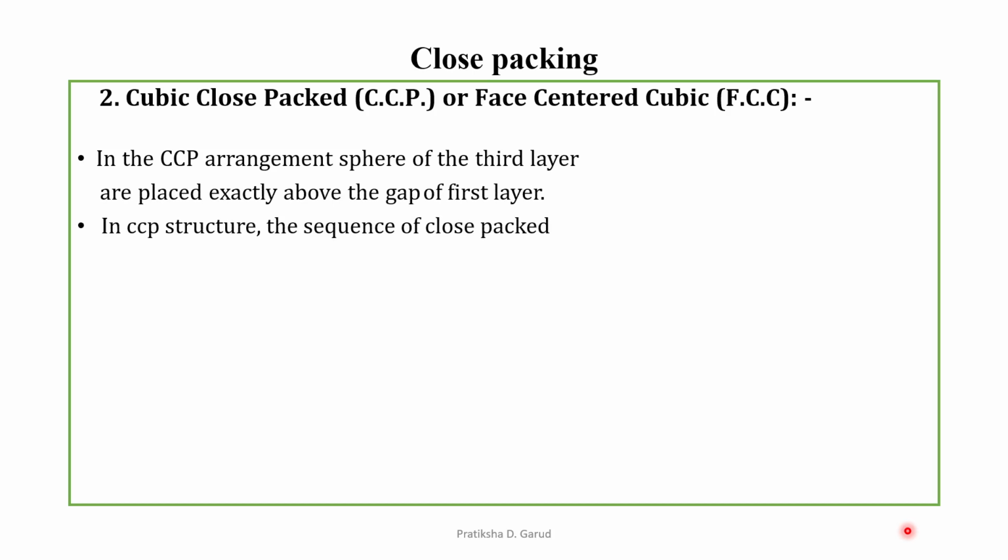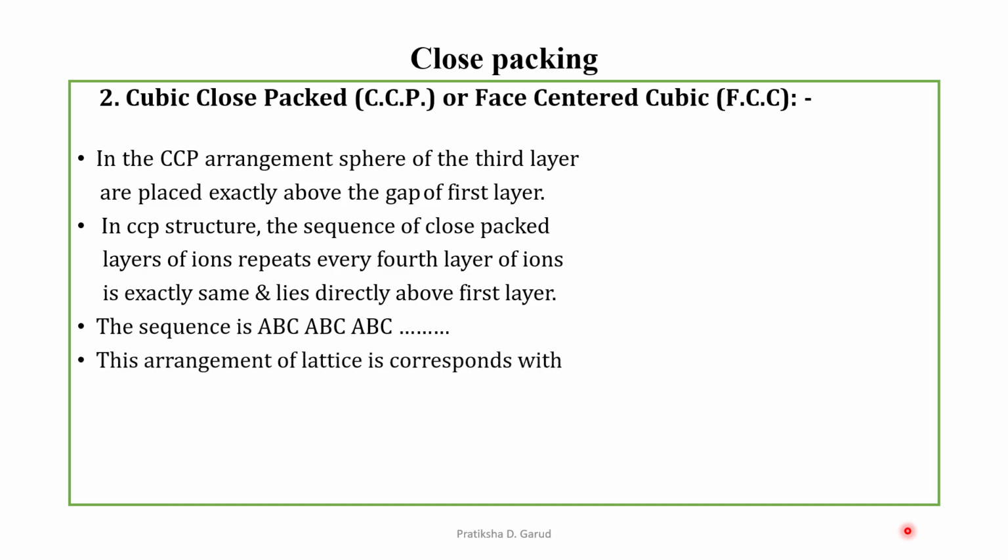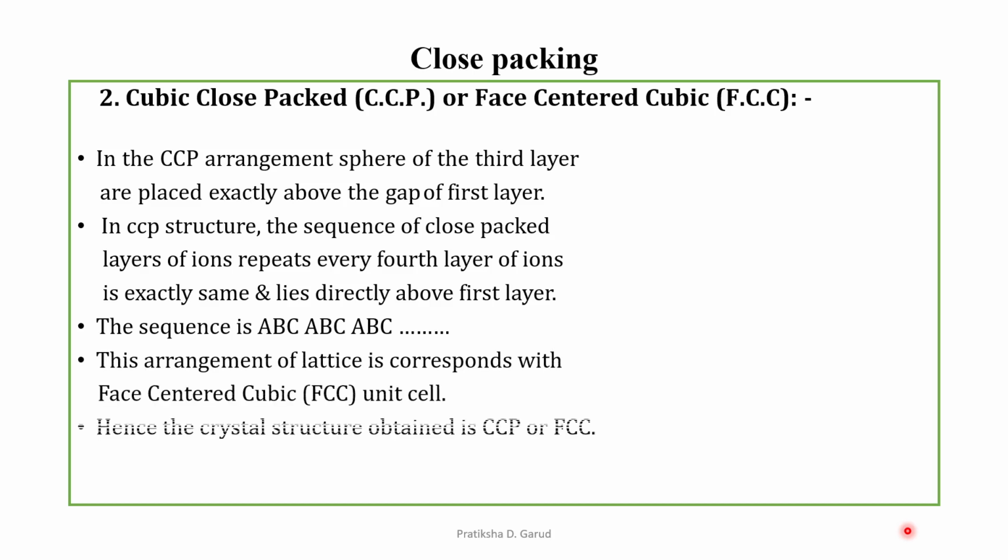In the CCP structure, the sequence of the close packed layers of ions repeats, and every fourth layer of ions is exactly the same and lies directly above the first layer. This sequence is called the ABC type of pattern, and this arrangement of lattice corresponds with the face centered cubic unit cell. Hence, the crystal structure obtained is known as either CCP, that is cubic close pack, or FCC.